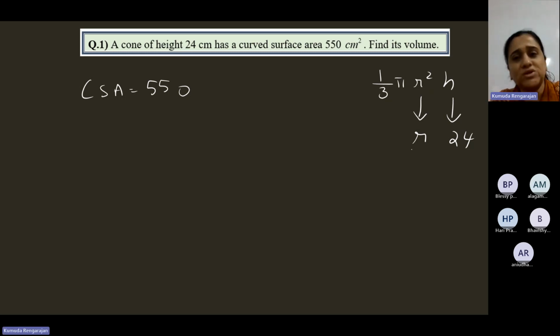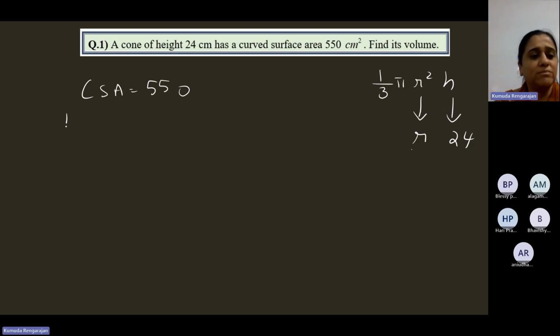If it's a 1 mark question, they'll give you R and H. They'll say, take this as the radius, this as the height, find the volume of the cone. 1 by 3 pi r square h, you will put the values and get it. Here, you have the height. You don't have the radius. Then how will you find the volume? To find the radius, they've given you some other information, that is the CSA 550. So you should use this information to find the radius of the cone.